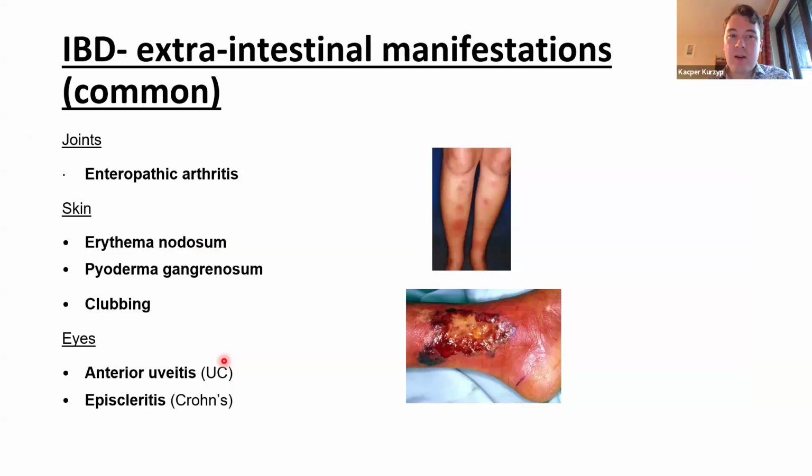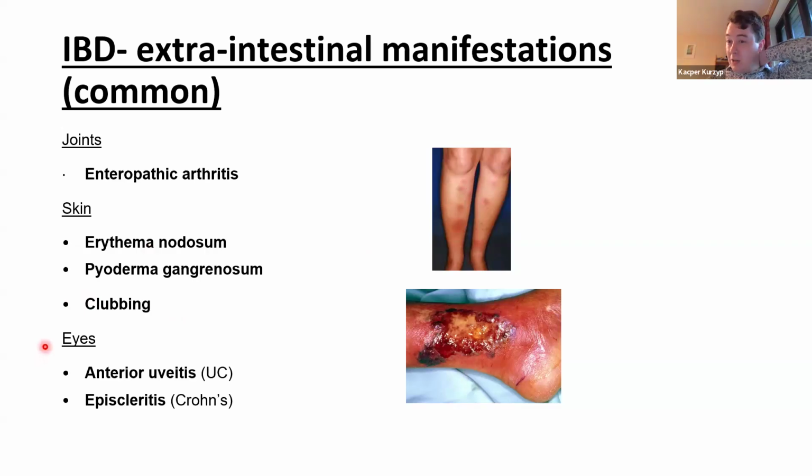Now, for both IBD types, you can get inflammation of the joints. You can get skin rashes, such as erythema nodosum, which pretty much looks like bruises, and they are painful as well, but there is no history of trauma. You get pyoderma gangrenosum, a nasty condition, and you can get clubbing of the fingers.